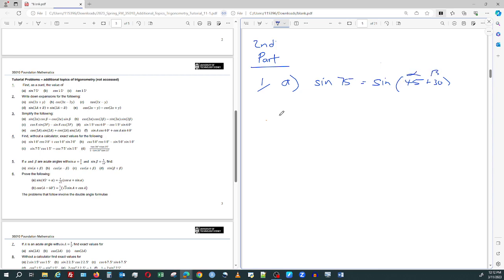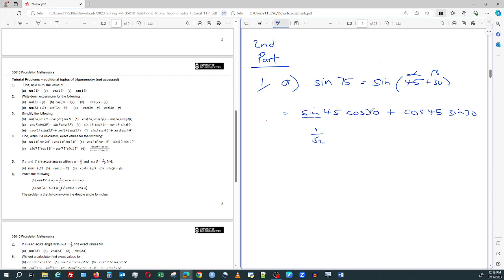The sum means that we'll have sine 45 cos 30 plus cos 45 and sine 30. Now where are we going to get all this information from? Sine 45 degrees. It's the same angle. That's the one with the same x and the same y. So the y, sine 45, is 1 on root 2.